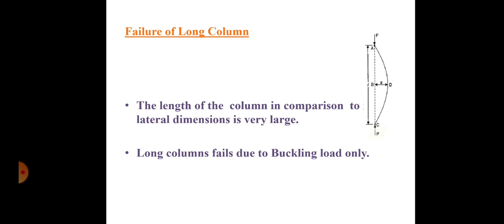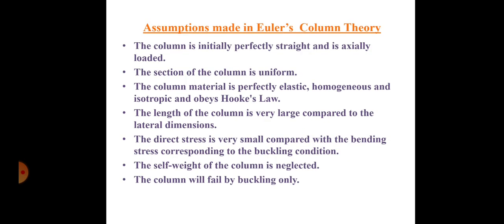The long column is nothing but the column whose length in comparison to lateral dimension is very high, that means greater than 15. Then the column is known as long column. Long columns fail due to buckling load only. The crippling load or buckling load can be calculated in different ways. There are different theories available. From our subject point of view, only 2 to 3 theories are very important.